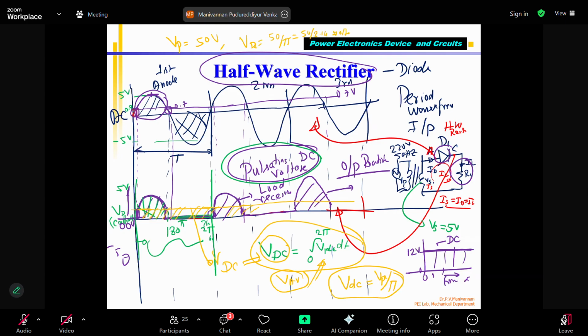So many volts you can compute. That will be that voltage. The value will be this much. So this is 5 volts. VDC will be this voltage. You can compute from this. Okay. So this is how the half wave rectifier works.